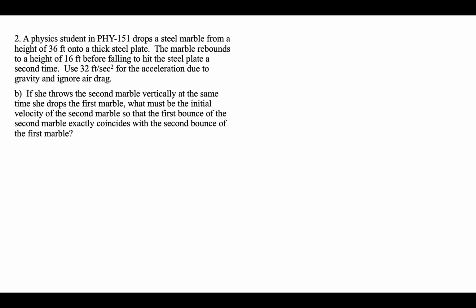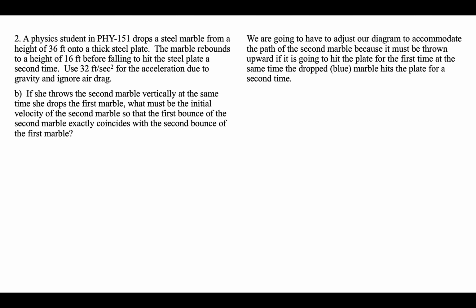Now to part B. Throw the second marble vertically at the same time she drops the first marble. Red marble's going up, blue marble's just being released. What's the initial speed of that red marble? So the first bounce of that red marble coincides with the second bounce of the blue marble, just as before. Instead of waiting to drop the red marble, we're going to throw it up.